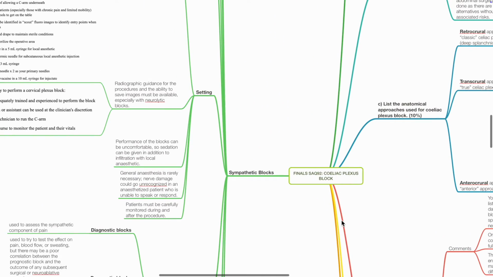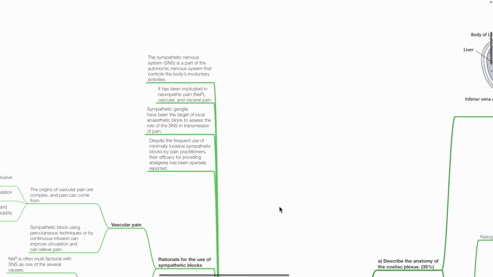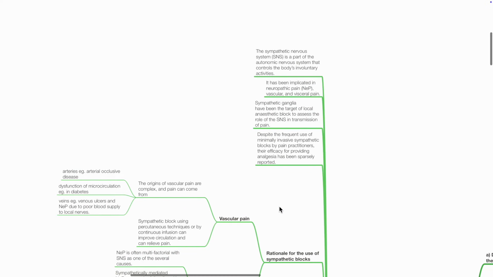Additional information: sympathetic blocks. The sympathetic nervous system is a part of the autonomic nervous system that controls the body's involuntary activities. It has been implicated in neuropathic pain, vascular, and visceral pain. Sympathetic ganglia have been the target of local anesthetic blocks to assess the role of the sympathetic nervous system in transmission of pain. Despite the frequent use of minimally invasive sympathetic blocks by pain practitioners, their efficacy for providing analgesia has been sparsely reported.